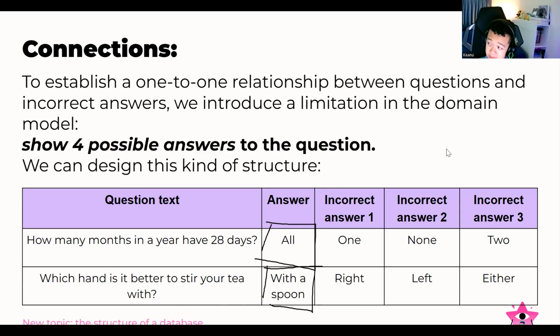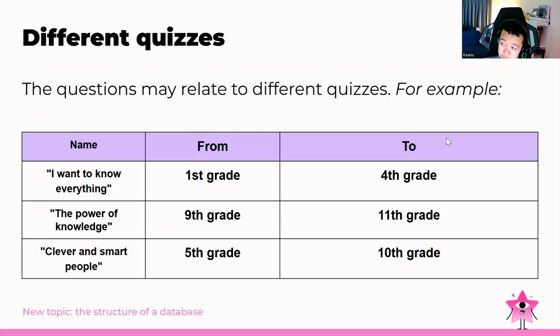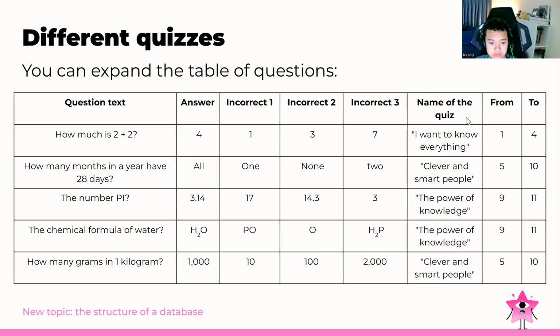And then for different quizzes, the questions may relate to different quizzes. For example, maybe the name "I want to know everything" from the first grade to the fourth grade. And then "The power of knowledge" from the ninth grade to the 11th grade. And then "Clever and smart people" from the fifth grade to the 10th grade. For this one, we can also expand the table of the questions. So basically like this one.